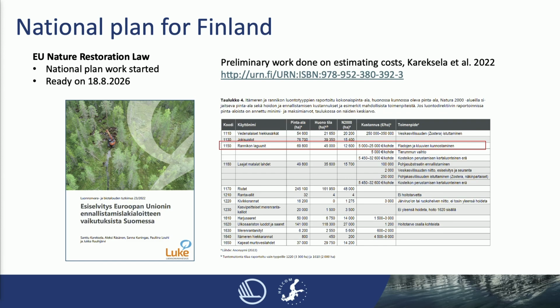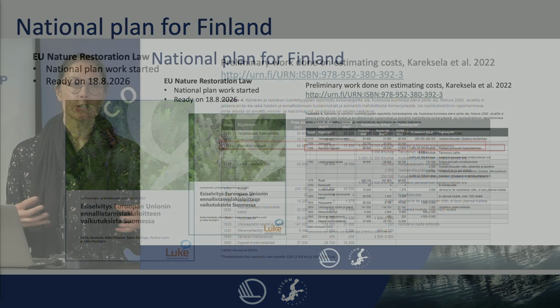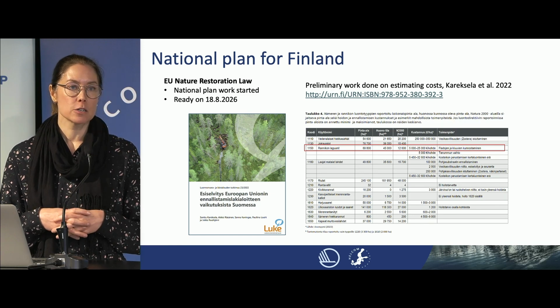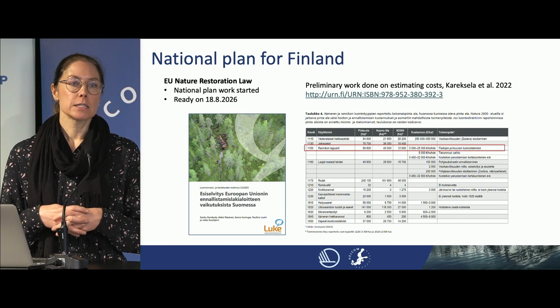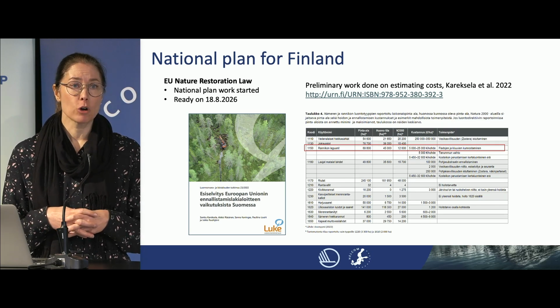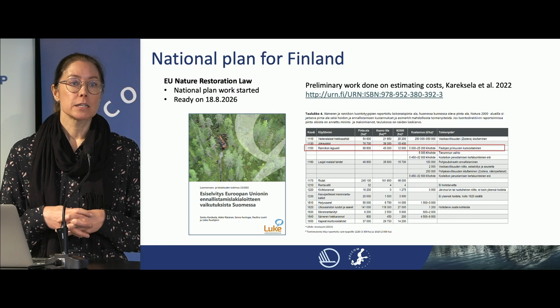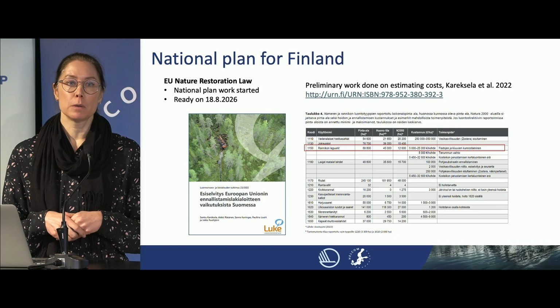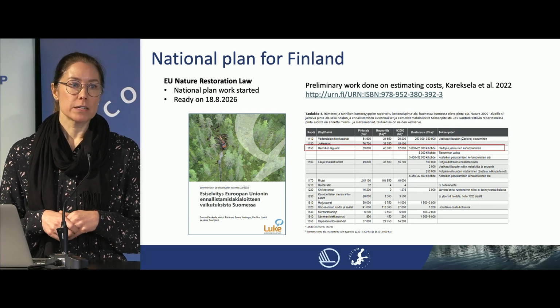Unfortunately, the report and the table are only in Finnish, but I've highlighted in red the part which relates to coastal lagoons. There are calculations on the aerial coverage of these coastal lagoons on the Finnish coast, how much of that is in poor condition, and how much of this is in Natura 2000 areas. And there we have a price estimate of about 5,000 to 25,000 euros per site for these coastal lagoon restorations.